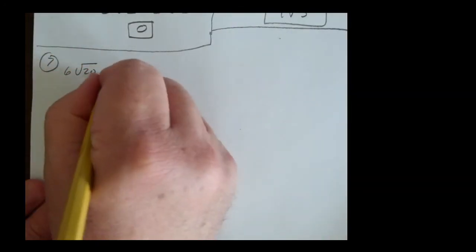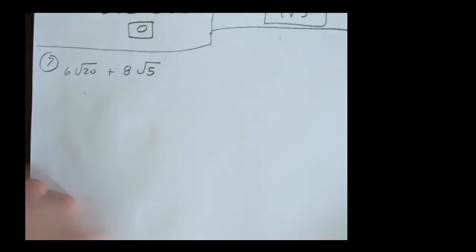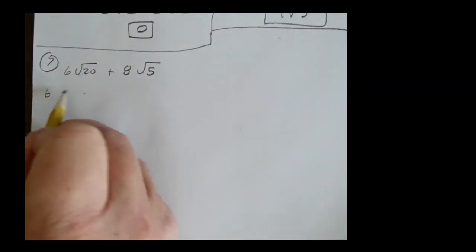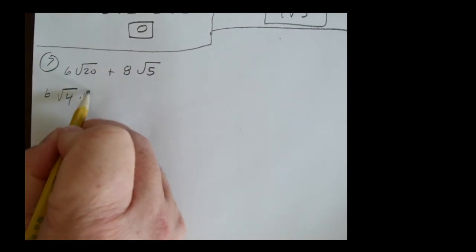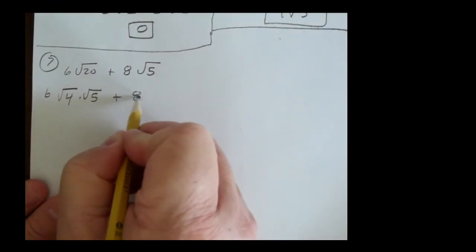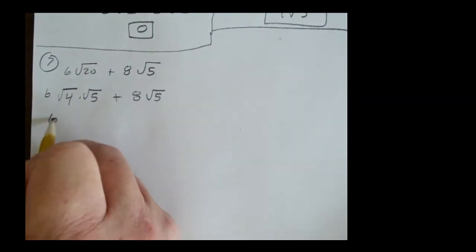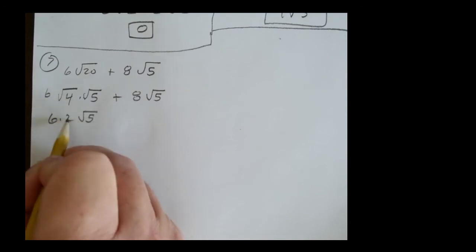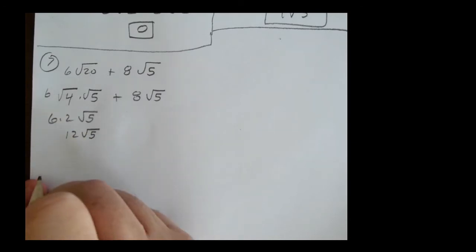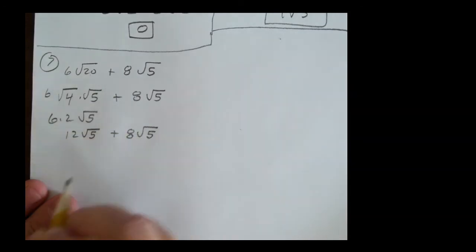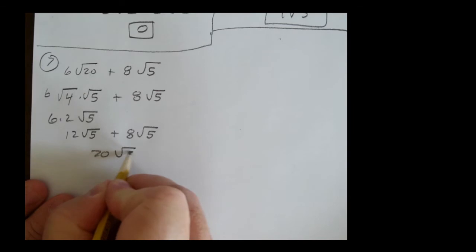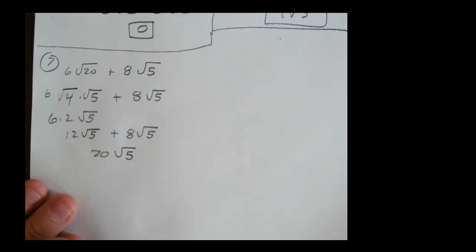Six square root of 20 plus 8 square root of 5. Okay, where's our perfect square? 4. 4 times the square root of 5 plus 8 square root of 5. Square root of 4 is 2. So 12 root 5 plus 8 root 5, 20 square root of 5 for number 7.